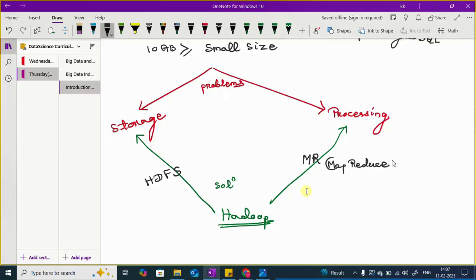What is MapReduce and all? Don't worry, there is a dedicated session on MapReduce. I will cover that. Nothing to be worried about. Just hold your excitement for the time being. So MR stands for MapReduce. This is used for processing. This is a processing engine altogether. And what is HDFS? I have written it, but let me write it out here: Hadoop distributed file system.